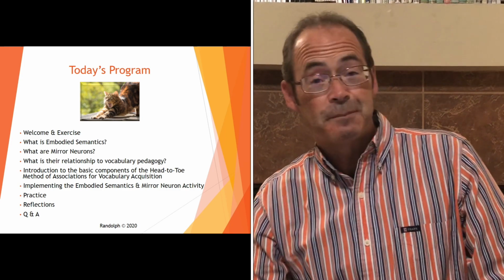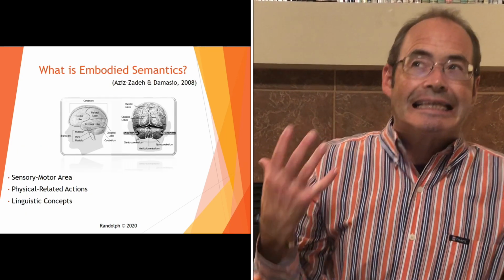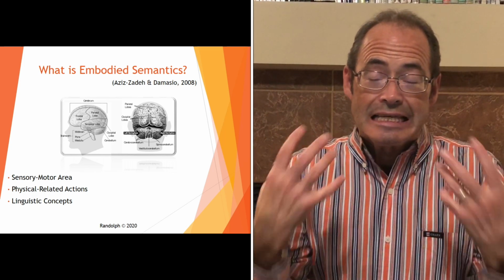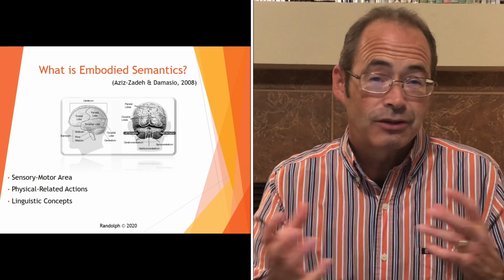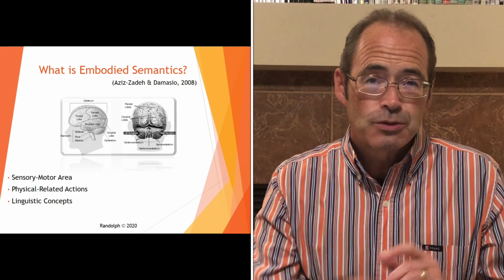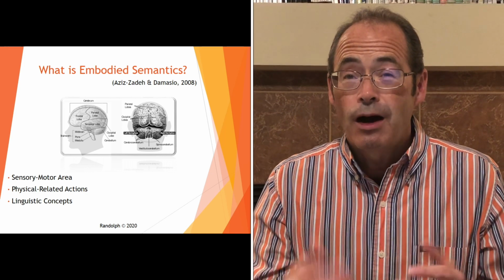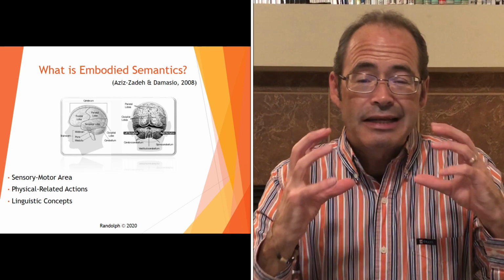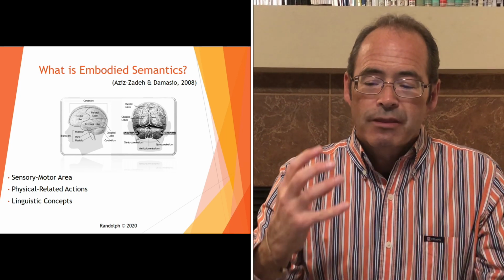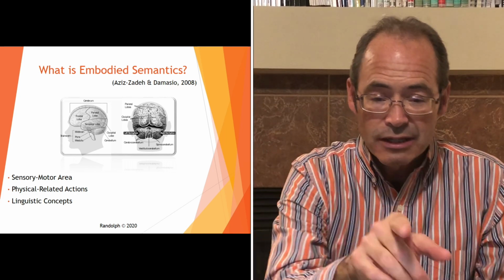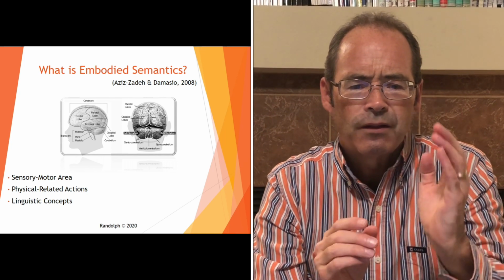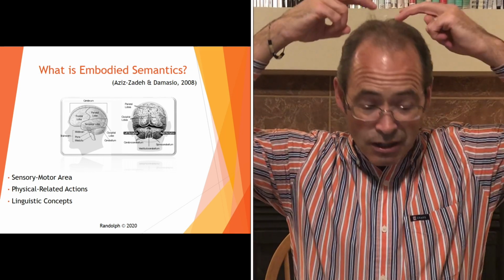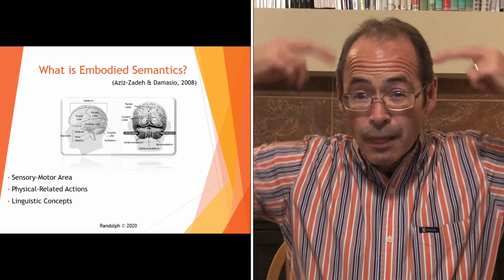Okay, let us begin. So, what exactly is embodied semantics? This is an amazing idea that really got off the ground in the early 2000s. Two researchers, Aziz-Zadeh and Damasio, wrote this wonderful report, and they found that, as you see here on the screen, embodied semantics is the idea that the part of the brain right where that line is, between the frontal lobe and the parietal lobe, is our motor sensory area in the brain.